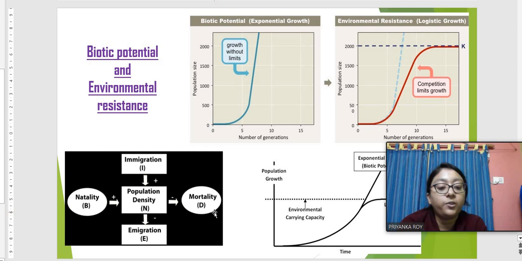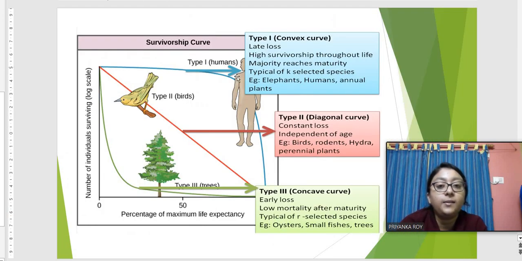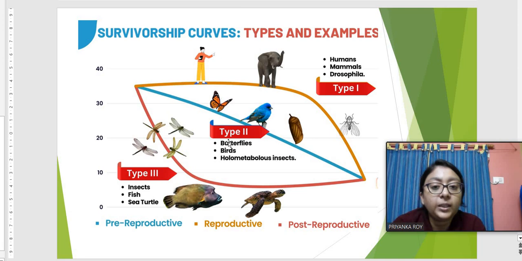Now coming to the survivorship curve in detail, we can say that type 1 is a convex curve. It has late loss, it has high survivorship throughout life, and the majority of the population reaches maturity. Next is the diagonal curve. Type 2 is a constant loss, that is independent of age. There will be some loss at every age. And the third type is the concave curve, where early loss is seen, so low mortality after maturity. And there are some other examples also for type 1, type 2 and type 3 survivorship curves.